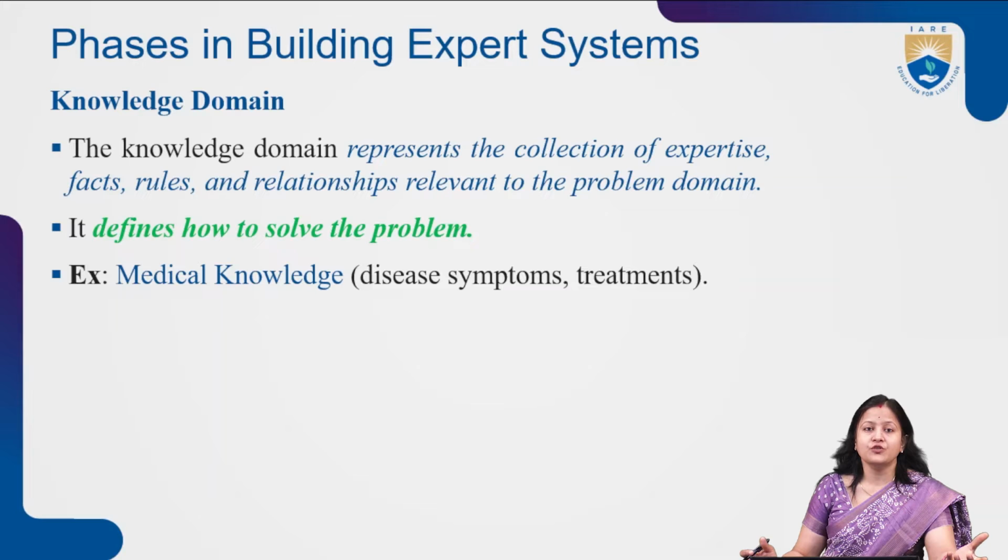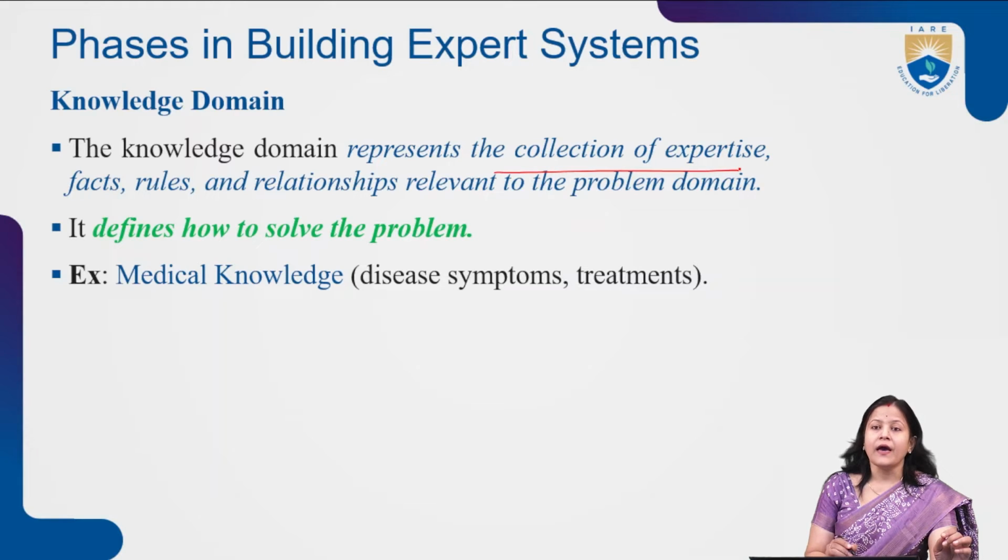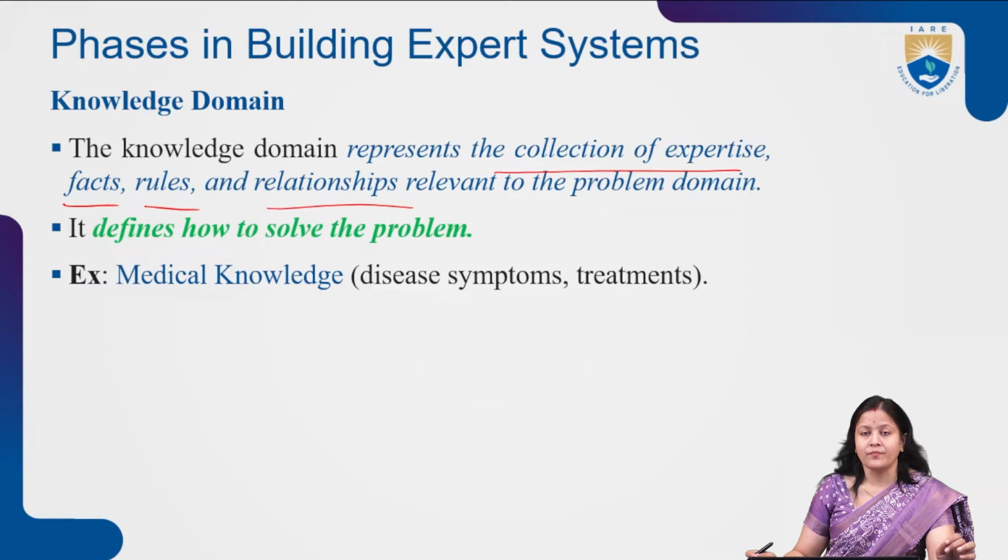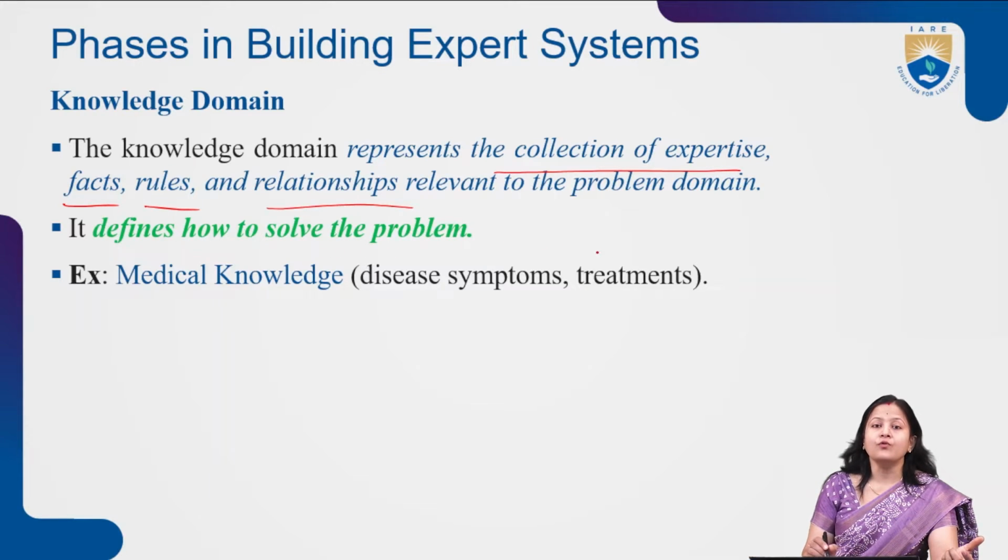The second one is the knowledge domain. If we identify the problem in a particular area, the next step is how it can be solved. For solving that problem, knowledge is required. The knowledge domain represents the collection of expertise, facts, rules, and relationships relevant to that particular problem. The rules, facts, the relationships between them, and expert advice from domain experts are needed to solve the problem, which is nothing but the knowledge domain. So it defines how to solve the problem.